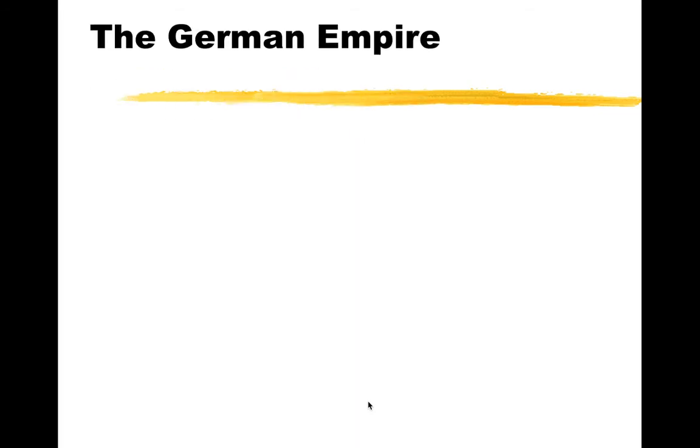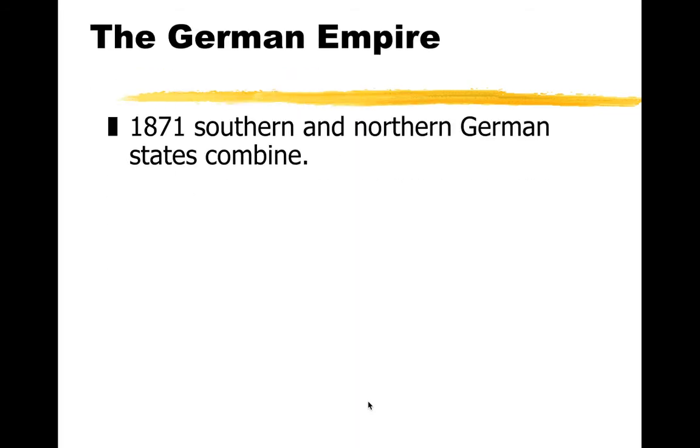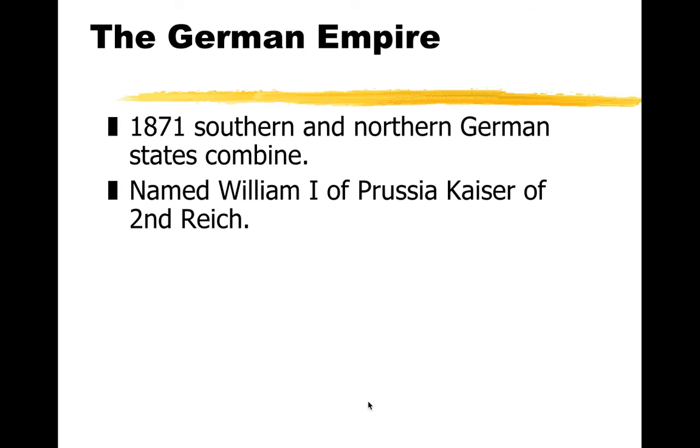So we also look at now the creation of the German Empire. So Otto von Bismarck has now basically, with his victories in those three different wars, established this German-speaking territory. So in 1871, the southern portion and northern portion of those German states combined together. And with that, they named Wilhelm I of Prussia the new Kaiser of what they called the Second Reich. All right, so this is the German Empire being established.